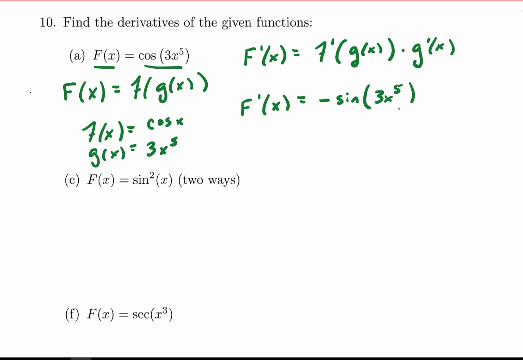So essentially what we did was we took the derivative of the outside piece, the outer function, leaving the inside expression alone. But we still have to compensate for the change of the inside expression, and so we do that by multiplying by the derivative of that inner expression. So we're going to multiply this by 15x to the fourth. Okay, so that was the derivative of g. So I could rewrite this as minus 15x to the fourth sine of 3x to the fifth.